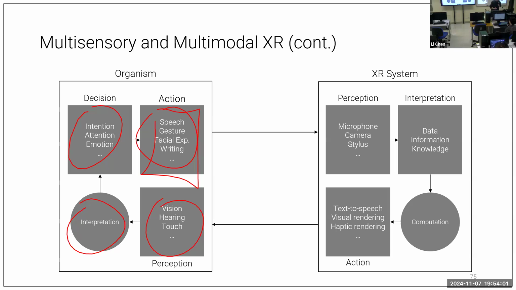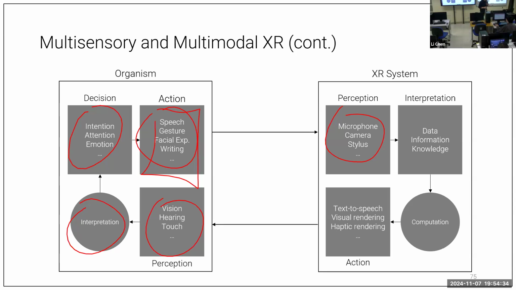And on the other hand, we have the XR system. So for example, this corresponds to the perception system of an XR system, right? So this time is not about an organism, it's not about a human being, it's about the XR system. So the XR system has to capture users' actions using its own perceptual capabilities, right? So for example, for capturing speech, we have to use microphones. For capturing gestures, we have to use cameras plus some computer vision algorithms, right?